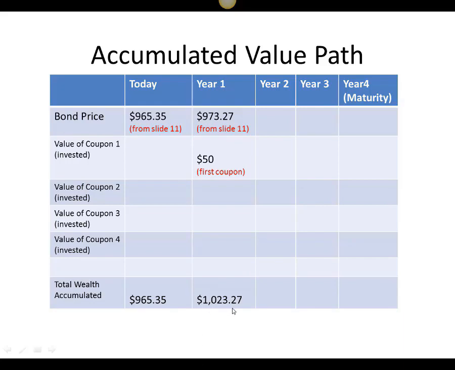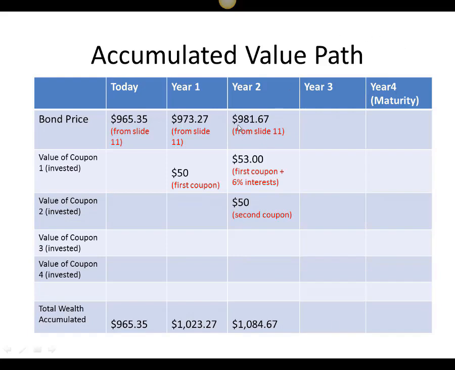Continuing in that fashion, in year 2, the bond's price is $981.67. Again, that's from our previous calculations on slide 11. This coupon has now been invested at 6% because that's the new market interest rate, so it's earned $3 worth of interest. And then we receive our second coupon. If we sold the bond in year 2, this would be our total proceeds. Okay, then let's continue in that fashion.